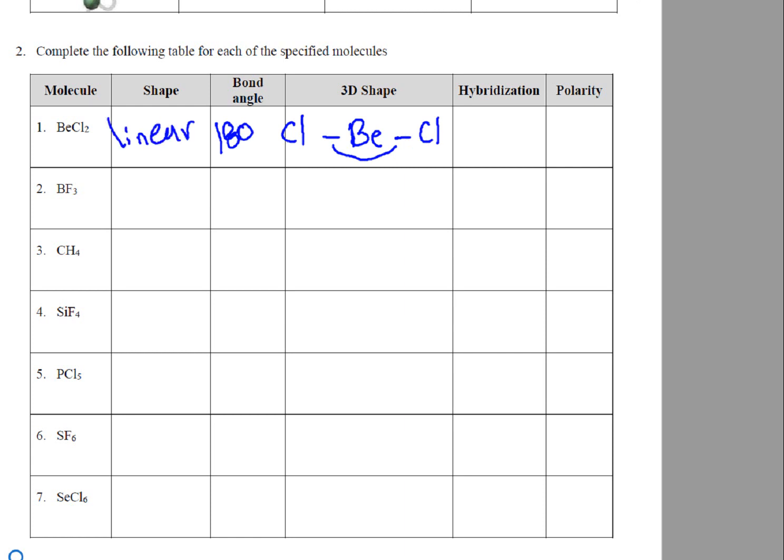Type of hybridization: because we have only 2 effective pairs, the hybridization will be sp, and the dipoles are going to cancel, so the molecule is said to be non-polar.